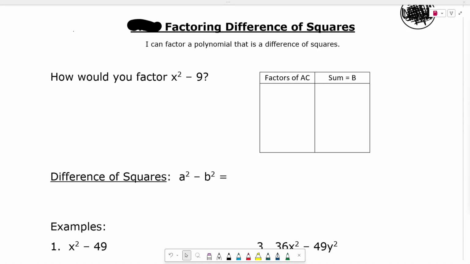Here we're going to be looking at factoring the difference of squares. So our objective today says, hey, I can factor a polynomial that is a difference of squares. Well, what are squares? Squares are numbers such as the number 4. The number 4 is a perfect square because if I take the square root of 4, that gives me 2.